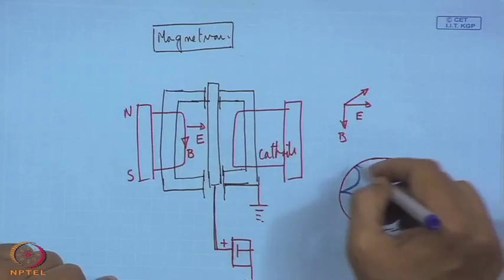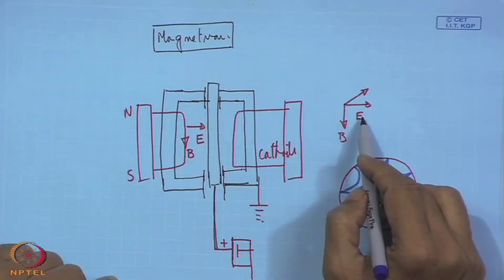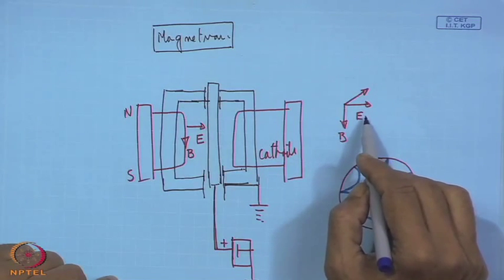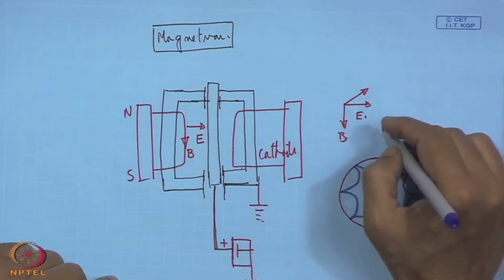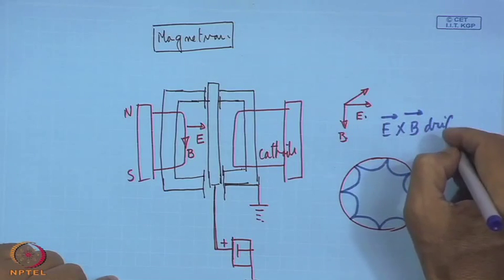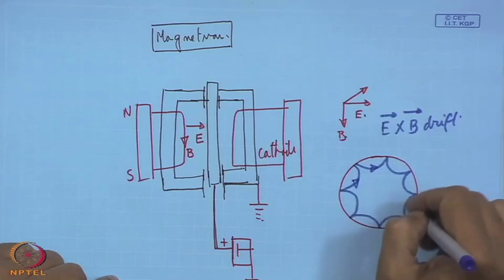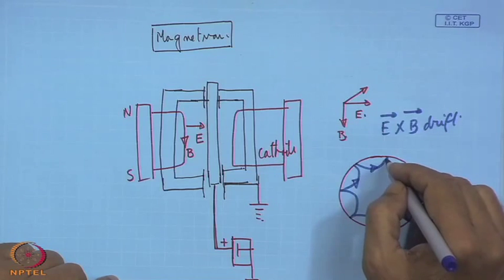That means each electron becomes more and more efficient when it is confined, localized and locked in a particular orbit. This is already a drift motion, and the electron will have an orbiting motion. Because of this electric field and magnetic field, this E cross B drift, we have a drift motion. It is clockwise, so naturally this will go this way. Along with this circular motion, it has a cycloidal motion.